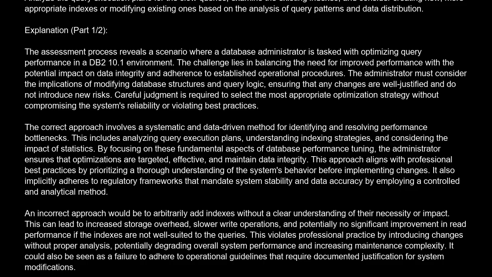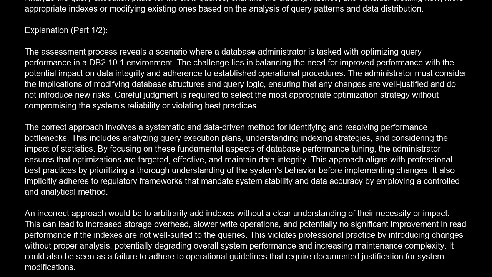The correct approach involves a systematic and data-driven method for identifying and resolving performance bottlenecks. This includes analyzing query execution plans, understanding indexing strategies, and considering the impact of statistics. By focusing on these fundamental aspects of database performance tuning, the administrator ensures that optimizations are targeted, effective, and maintain data integrity. This approach aligns with professional best practices by prioritizing a thorough understanding of the system's behavior before implementing changes. It also implicitly adheres to regulatory frameworks that mandate system stability and data accuracy by employing a controlled and analytical method.